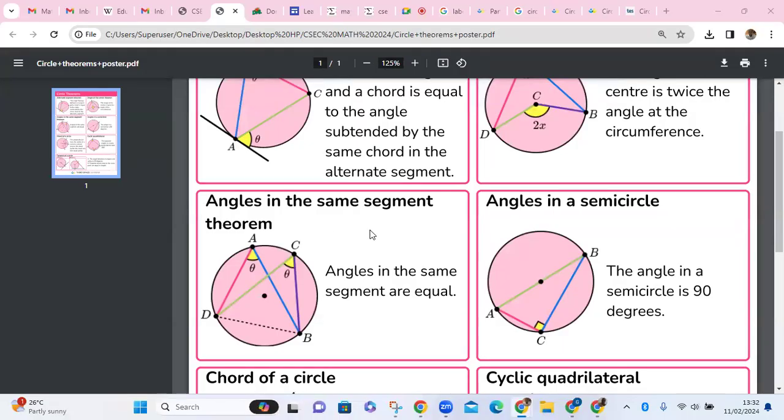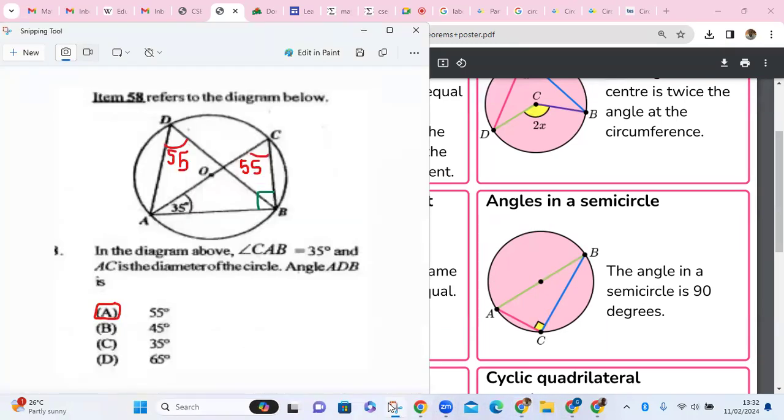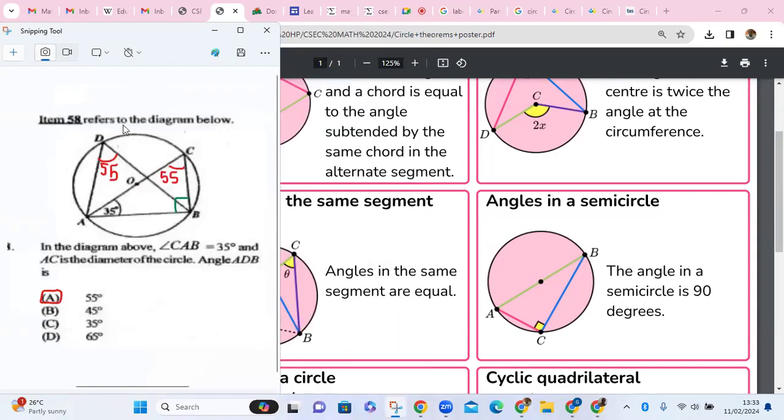So these are the two theorems that were applied: the angles in the same segment theorem, the butterfly effect, and angles in a semicircle, 90 degrees. These were the two theorems that were applied to figure out that answer.